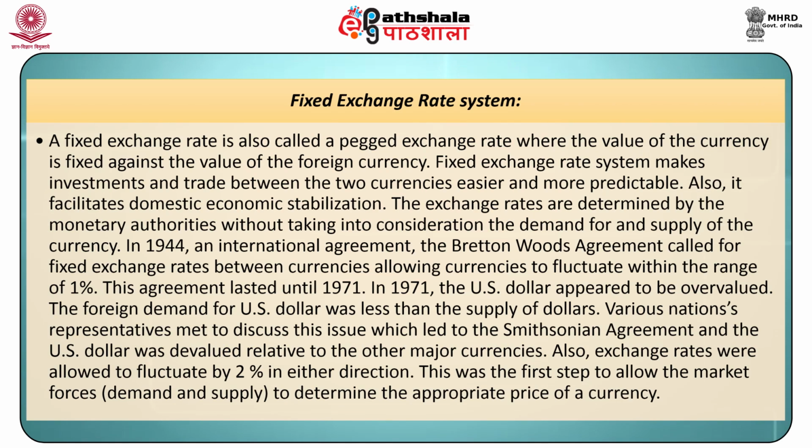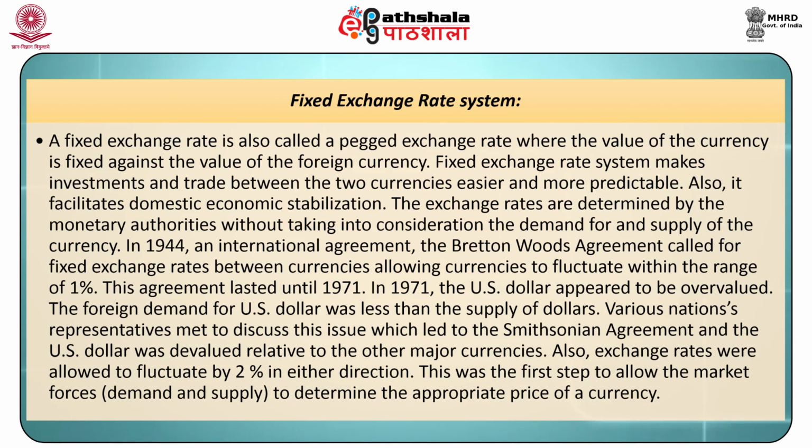In 1944, an international agreement, the Bretton Woods Agreement, called for fixed exchange rates between currencies, allowing currencies to fluctuate within the range of 1%. This agreement lasted until 1971.